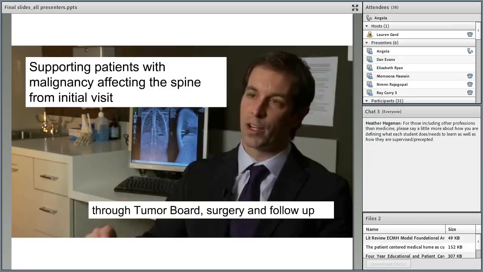And in the orthopedic setting, which you might say seems really antithetical to an education-centered medical home, at its core there are many of the same teaching concepts and values for the students. This is Matt Coleman, one of our orthopedists, whose focus is on the care of patients with malignancy affecting the spine. He wanted students to participate from stem to stern in that care: to be part of the initial visit, to participate in the tumor board, to go into the OR and see the surgery, and then to participate in the follow-up care.